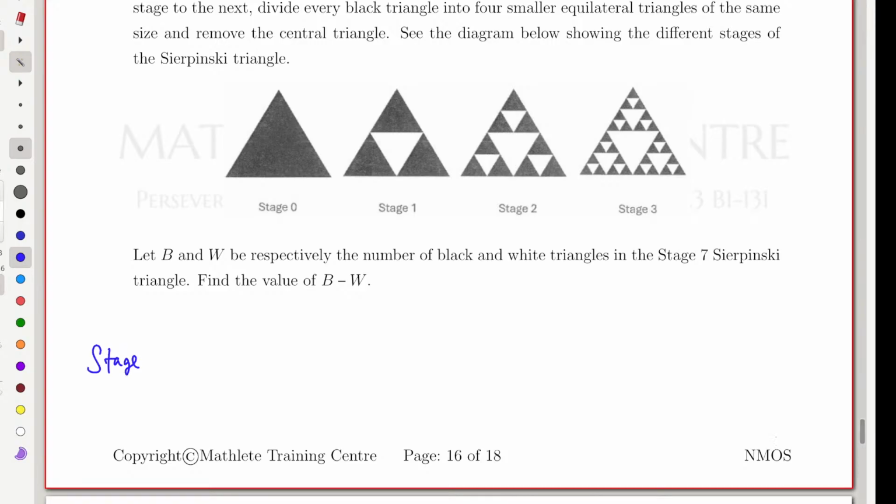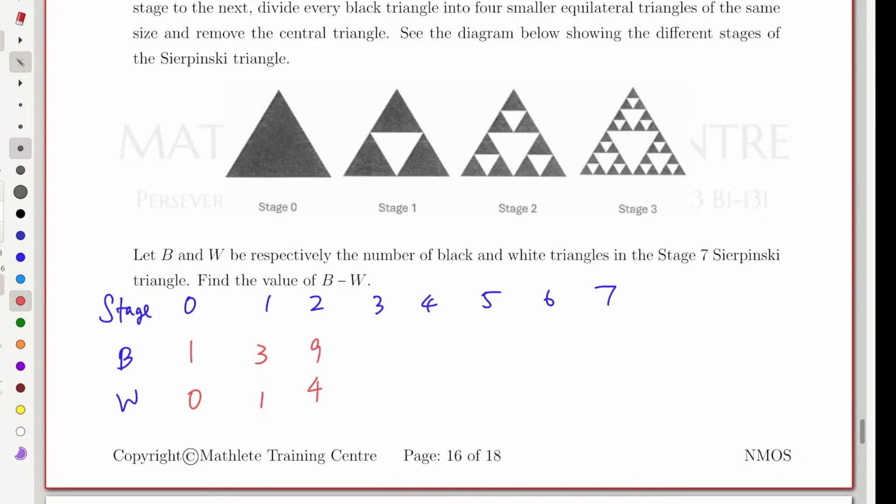So let's go and do stage 0, 1, 2, 3, 4, 5, 6, 7. Black and white. Stage 0 is just 1 black, 0 white, right? Stage 1, you can go count directly, is 3 black and 1 white. Stage 2, you can also go count directly, is 9 black and 4 white.